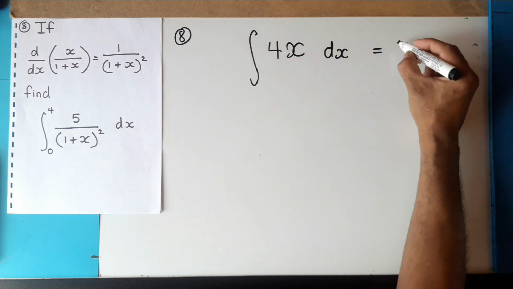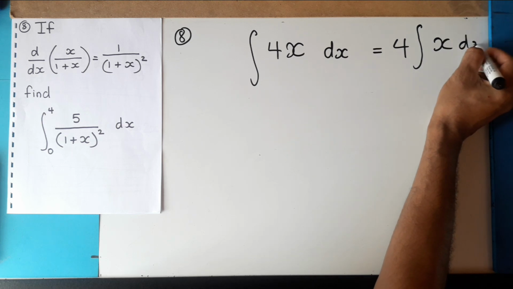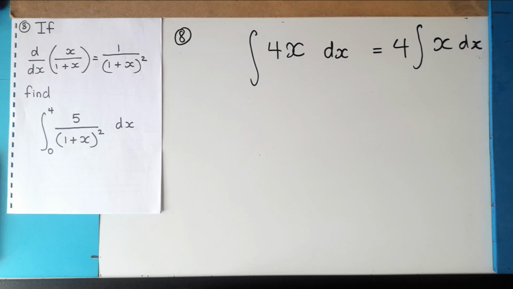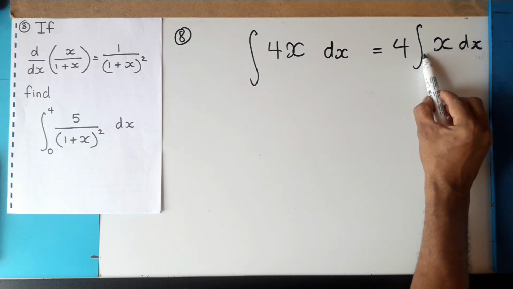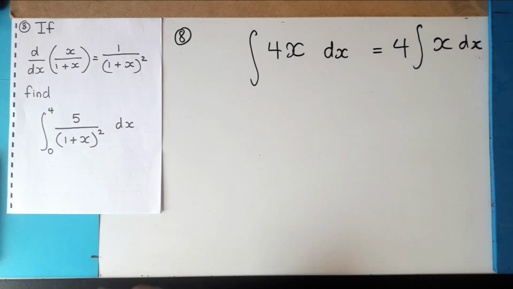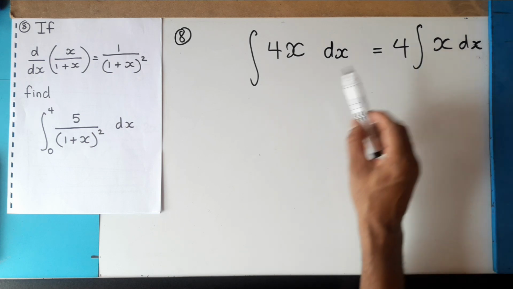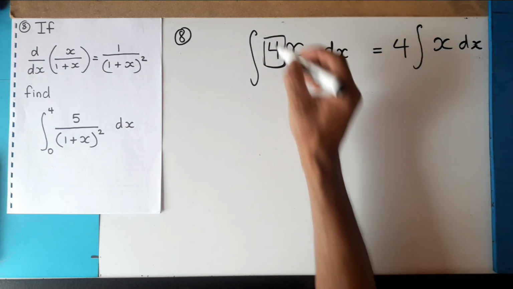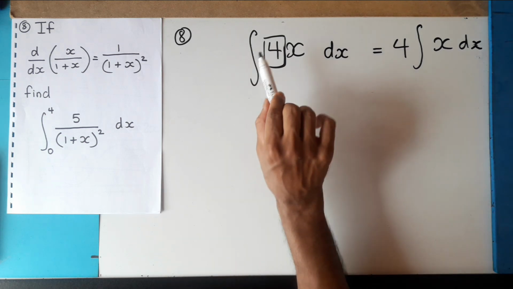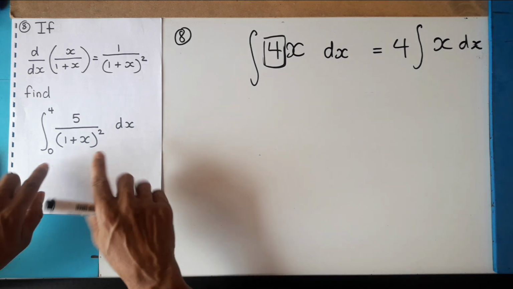You're going to pull the 4 outside. So you can pull the 4 outside, and since the 4 is outside of the integration, all you have to do now is integrate x, and whatever you get, you can multiply it by the 4 at the end of the question. Now this pulling out of something only works if it is a constant. You cannot pull out the x, only the constant. So let's apply this to this.